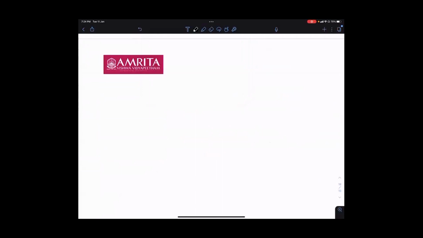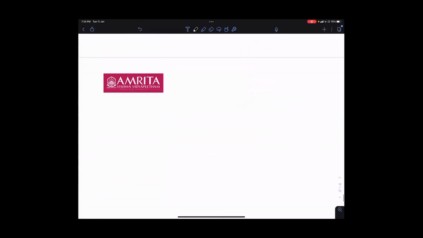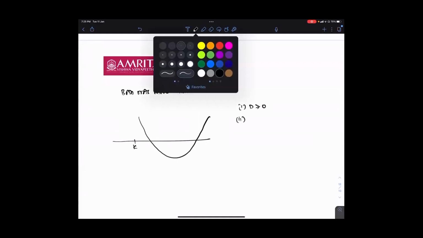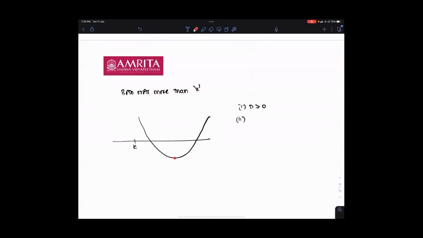So let's say you have, first let me explain the conditions. The questions will be like both roots more than k. If both roots are more than k, the graph should be something like this. So the conditions are obvious. First condition is discriminant greater than or equal to 0. Second condition, we have already discussed that this is the vertex. The vertex is minus b by 2a.